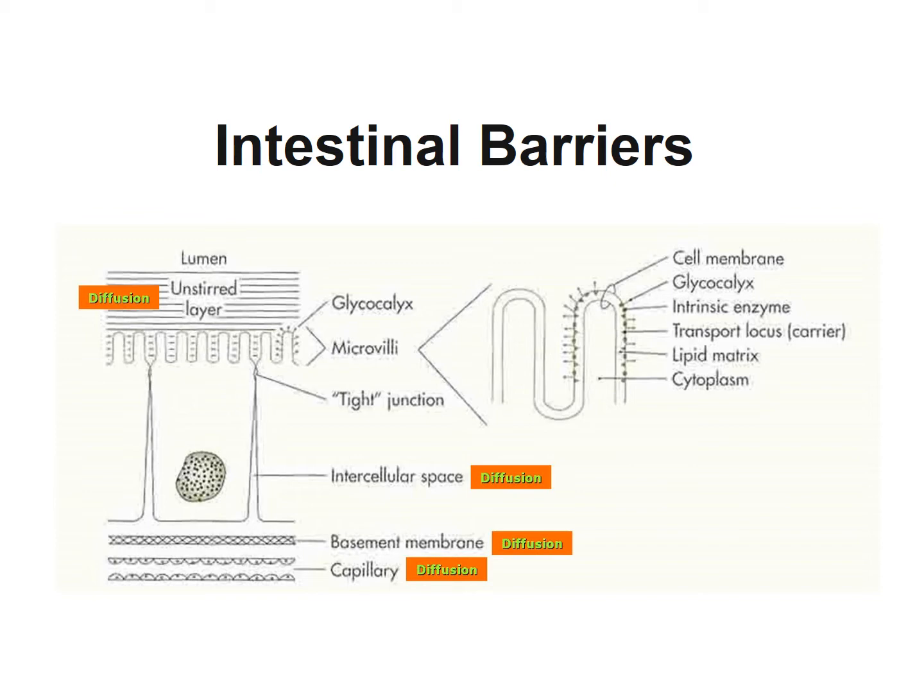But we can see, at least from this picture, that the material in the lumen has to go through diffusion in order for it to get into the enterocyte, and then from the enterocyte into the capillary, which are basically located in the basement membrane. So this picture basically shows you the type of layers that nutrients must pass to get into the enterocyte and then to the capillary.